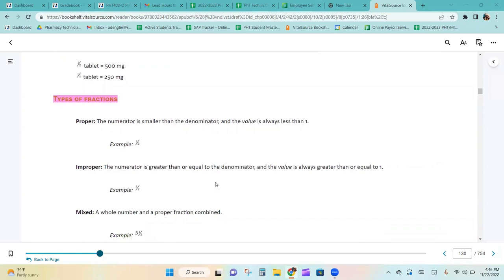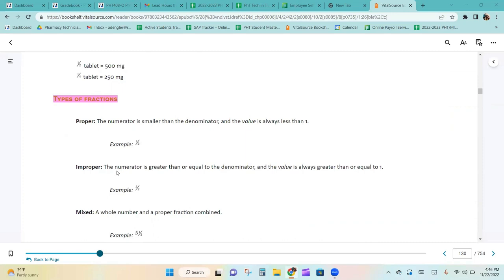So there are 3 types of fractions. Proper fractions: the numerator is smaller than the denominator, so the top number is smaller than the bottom number, and the value is always less than 1. So you can see an example here. 1/2 is a proper fraction.